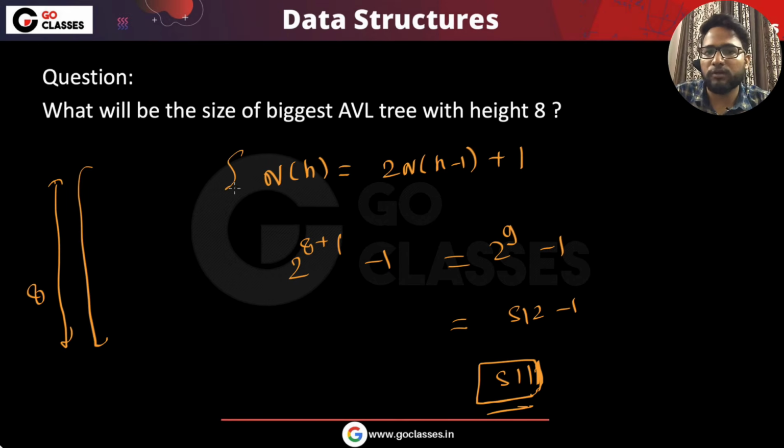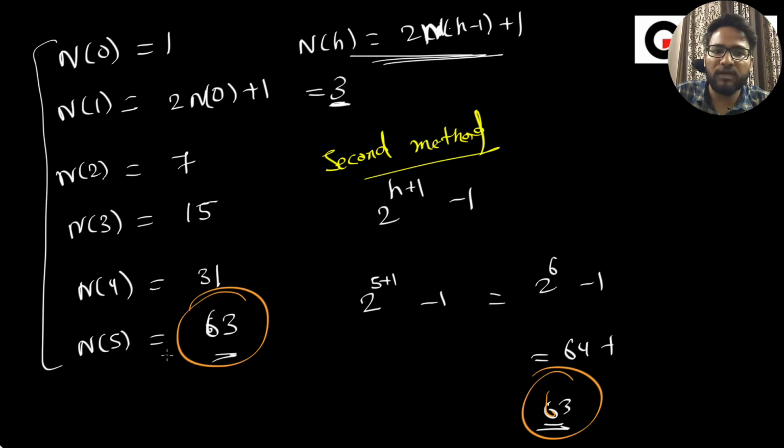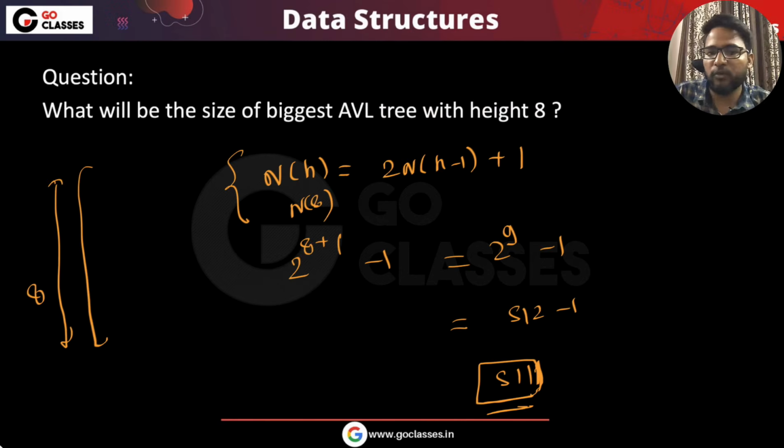Or you can solve using this formula. They are asking for n8. If you remember, we have solved till n5. So n6 will be 2 into this plus 1, then 2 into that plus 1, like that. You can keep on calculating down the equation, and you will get 511 as the correct answer.